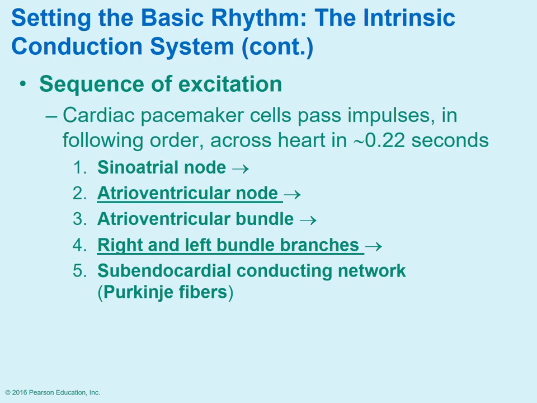The cardiac pacemaker cells initiate the impulse. They're going to pass that impulse in a very regulated fashion across the heart. It's going to take about 0.22 seconds. The direction that it's going to take is from the pacemaker cells to the sinoatrial node, to the atrioventricular node, to the atrioventricular bundle, from there to the right and left bundle branches, from there to, it used to be called the Purkinje fibers, or the subendocardial conducting network.